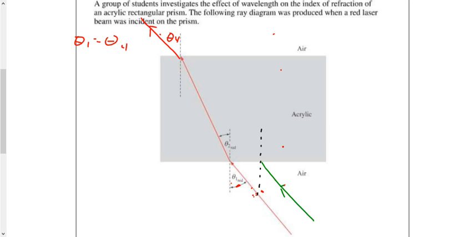Okay, remember, we're saying that we're making this up, 1.4. We don't know exactly what it is, but it's just to illustrate that as n goes up, v goes down. Theta goes down as well, right? How is the angle theta 2 for the green going to compare to the angle theta 2 for the acrylic?